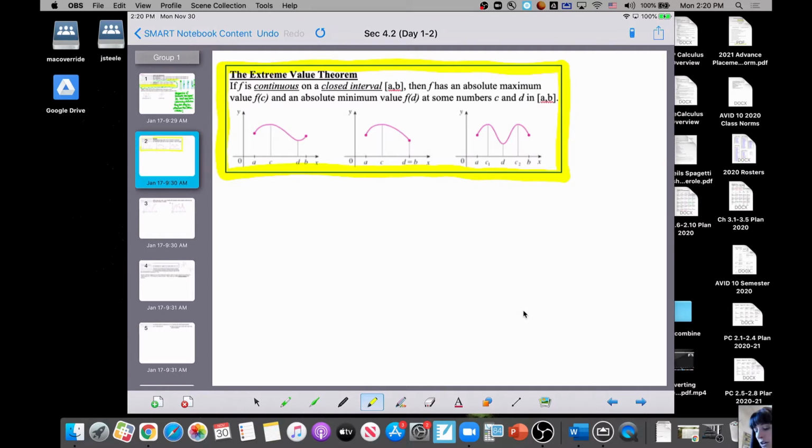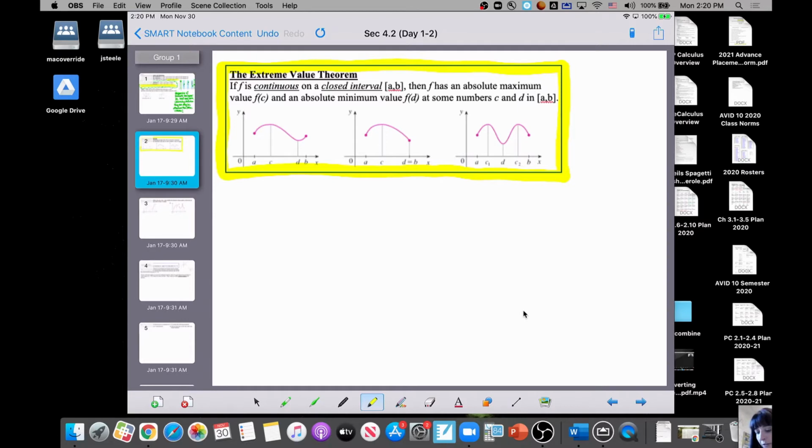And the extreme value theorem says that if f is, number one, a continuous function on, number two, a closed interval, so those two things have to be stated at some point: f has to be continuous, and the interval that we're looking at has to be a closed interval, including endpoints a to b. Then f has an absolute maximum value and an absolute minimum value at some numbers in the interval a to b, right? That has to be true.